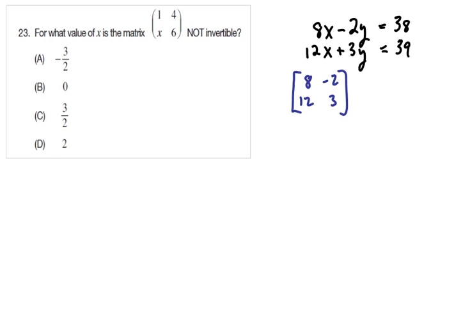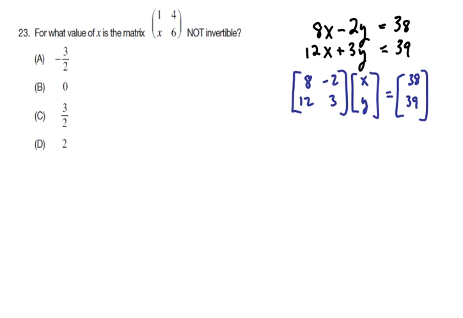And I'm going to create a matrix of the variables, that's x and y, and then a matrix of the constants. All right, so I've converted that system of equations to one matrix equation. If I were to give them some names now, we'll call the first matrix, the matrix of coefficients, A, the variable matrix capital X, and the matrix of constants capital Y.